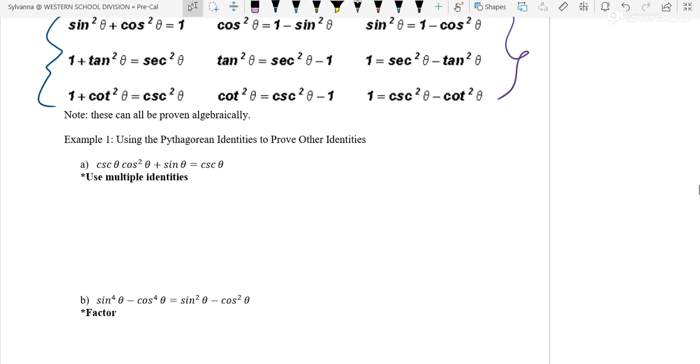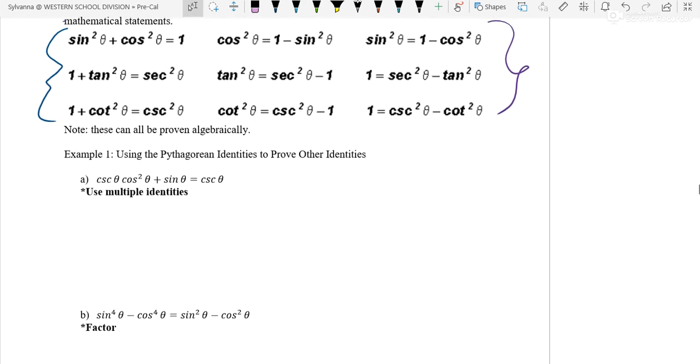So we're going to go through the first example. And this one, it says we're going to use multiple identities to do this. And as before, we always want to simplify the complex side first to see if we can get it to look like the simple side. So let's write out the left-hand side.